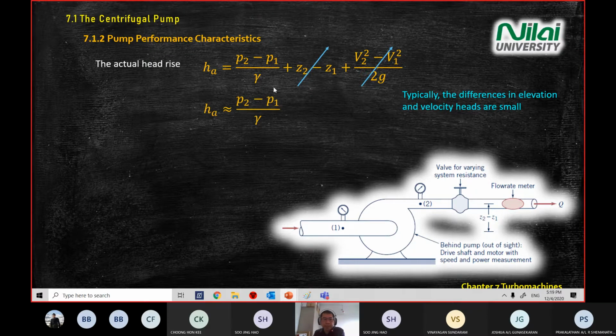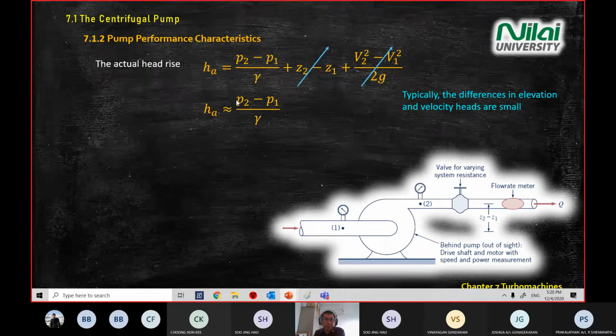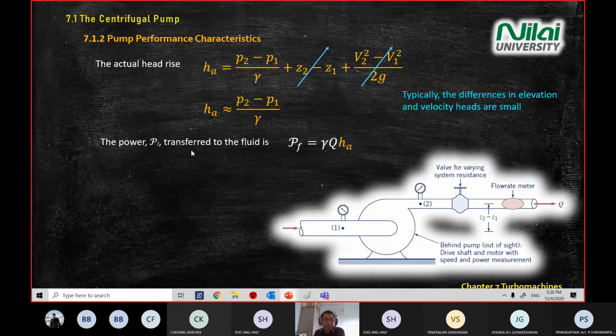So your actual head rise equation will arrive at this, with the wave sign: HA, the actual head rise, is approximately the difference of your pressure divided by specific weight. And the power transferred to the fluid is given by this equation: power equals your specific weight times Q times HA. So from here we can write the equation further.